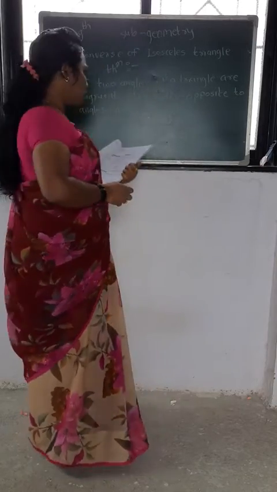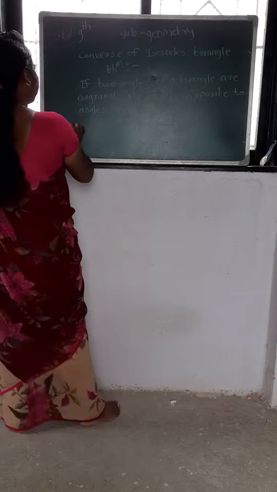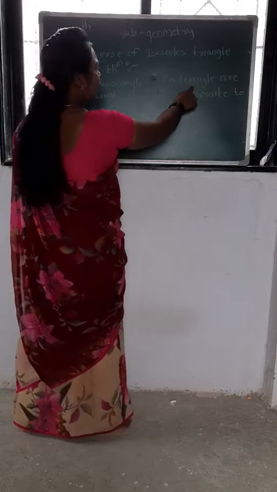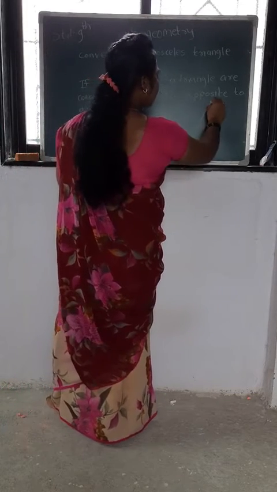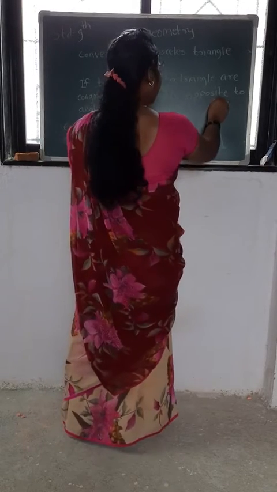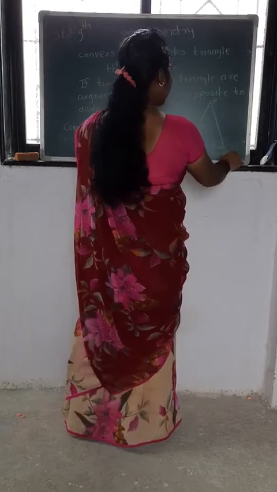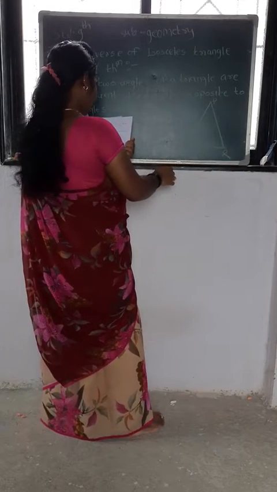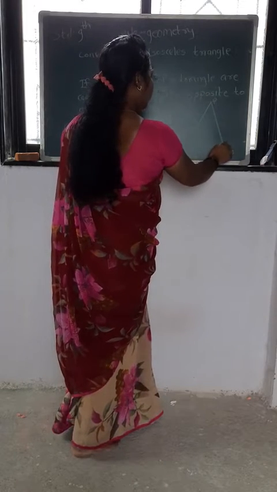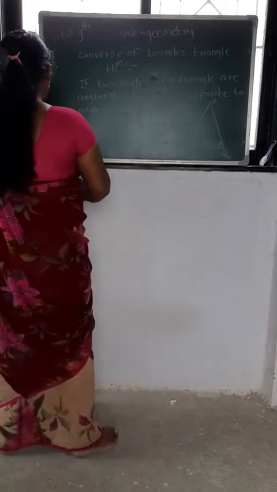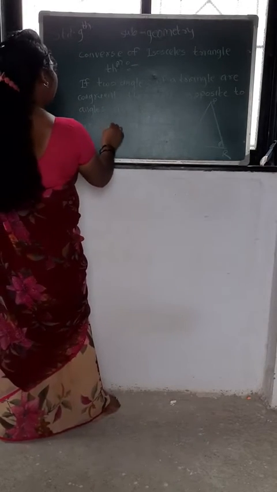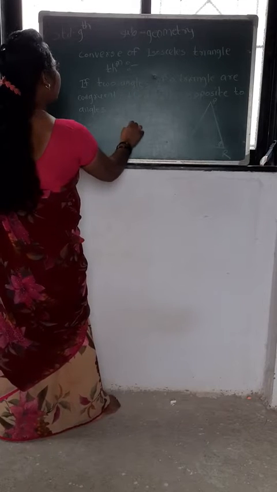Then we have the given. Firstly, write the given. If two angles of a triangle are congruent, we draw one triangle. Triangle PQR is an isosceles triangle. Angle Q and angle R are any two angles in triangle PQR.